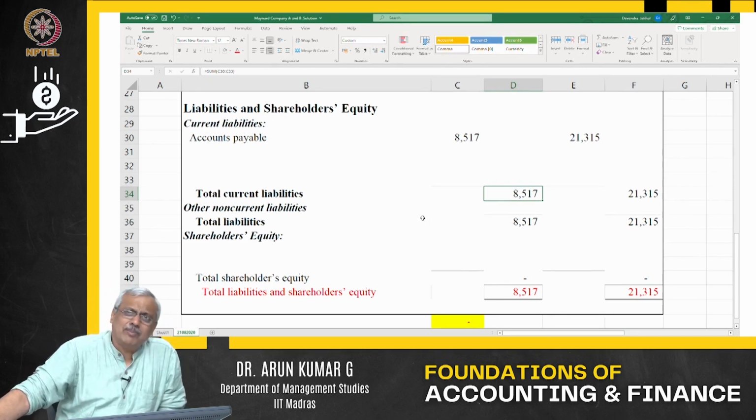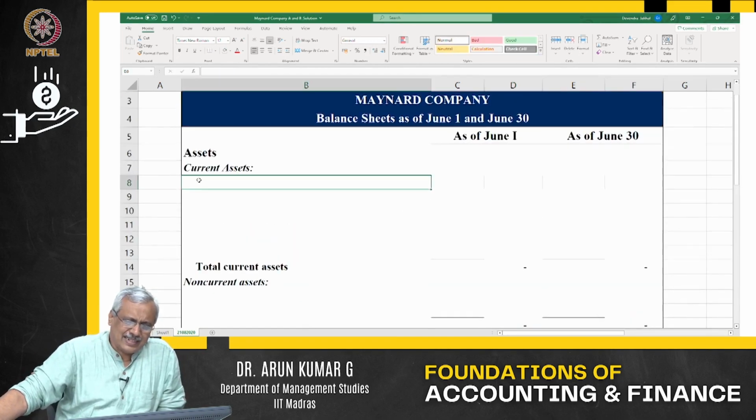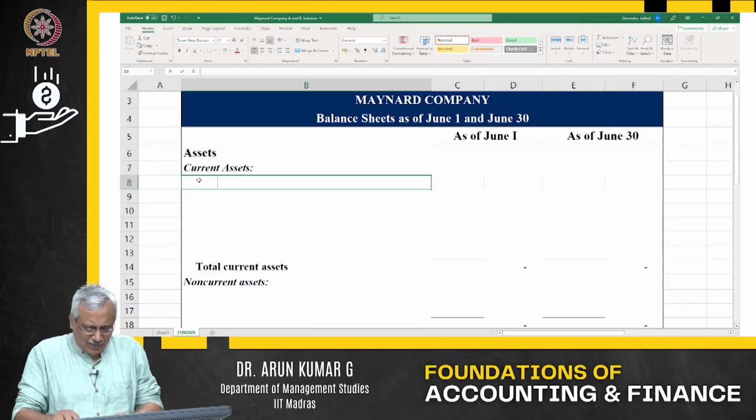Next, accounts receivable. What is it? It's a current asset. Similar, exactly similar. Accounts receivable.